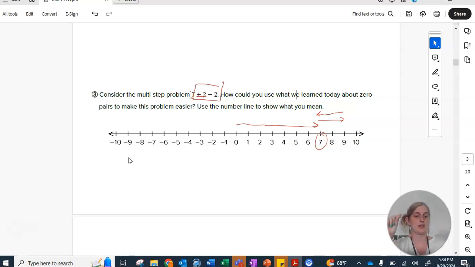So you can copy down my drawing, but I do expect you to write a sentence to get that point across, and then you're done with your homework.